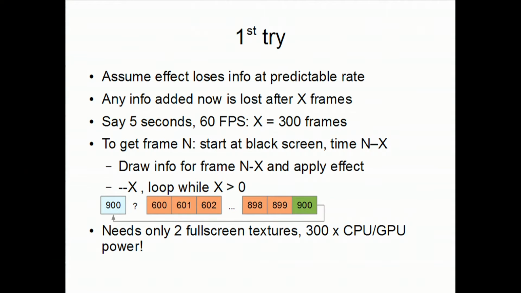So if you have an effect that loses information at a predictable rate, then you can say any information added now is lost after, for example, 300 frames, if we take 5 seconds at 60 frames per second. So if you want to calculate frame 900, then you can simply start with a black screen, add the information for frame 600, apply your effect, add the information for 601, and so go on until you have frame 900. And that needs only 2 full screen textures and only 300 times the CPU or GPU power.